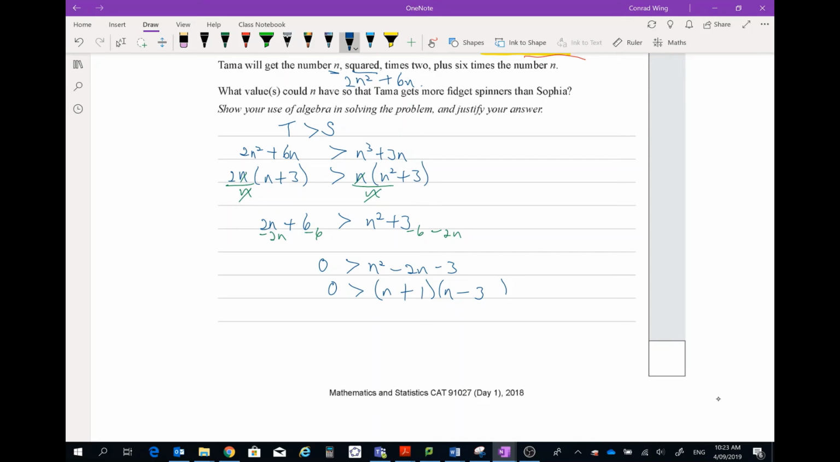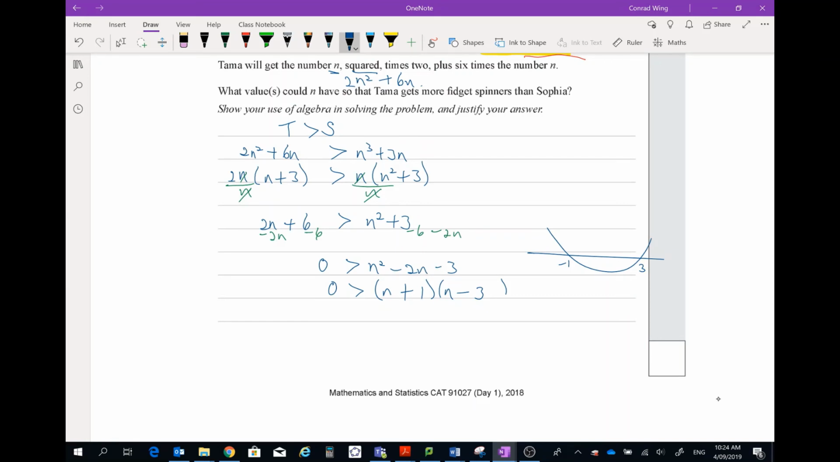Alright. Now this is where you need to know what the parabola looks like. If this was x plus 1 times x minus 3, where would it cut the x-axis? What would the roots be? At -1 and at positive 3. So now the question's saying to you, where is this graph less than 0?